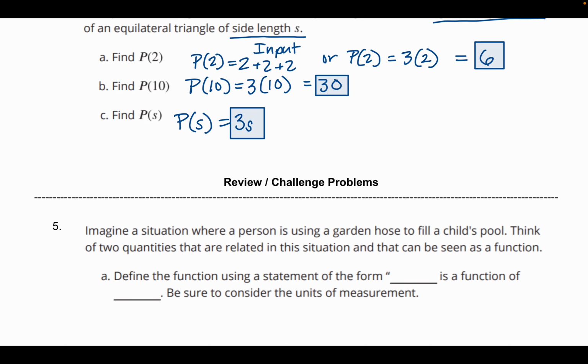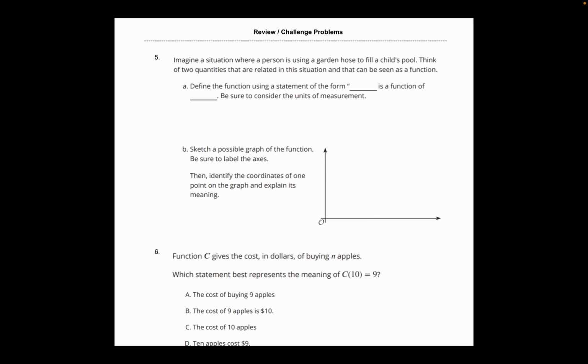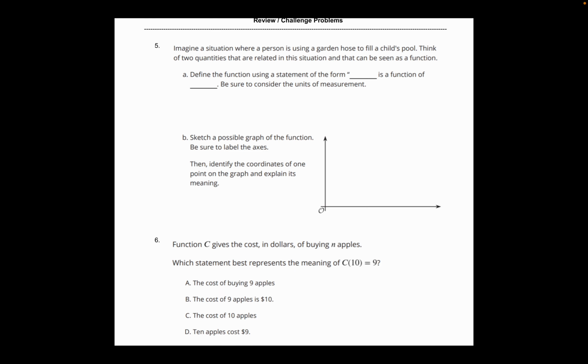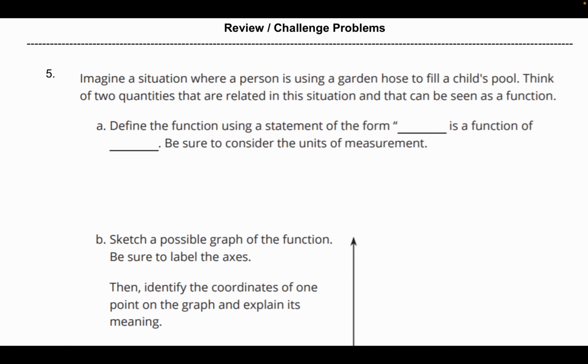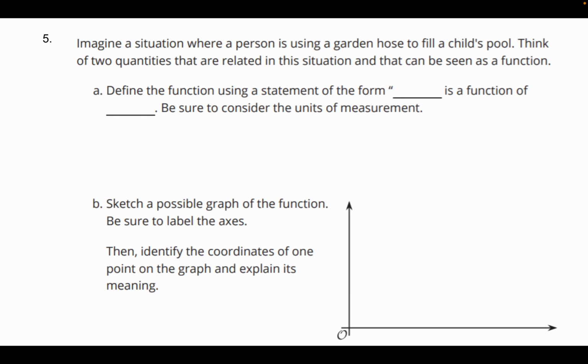Now we're on to the challenge/review question section, and there are 2 of these questions. So we'll use this part here. This is about functions, so this is more of review. Imagine a situation where a person is using a garden hose to fill a child's pool. Think of 2 quantities that are related in this situation that can be seen as a function. And define the function using a statement of the form blank is a function of blank. Be sure to consider the units of measurement.